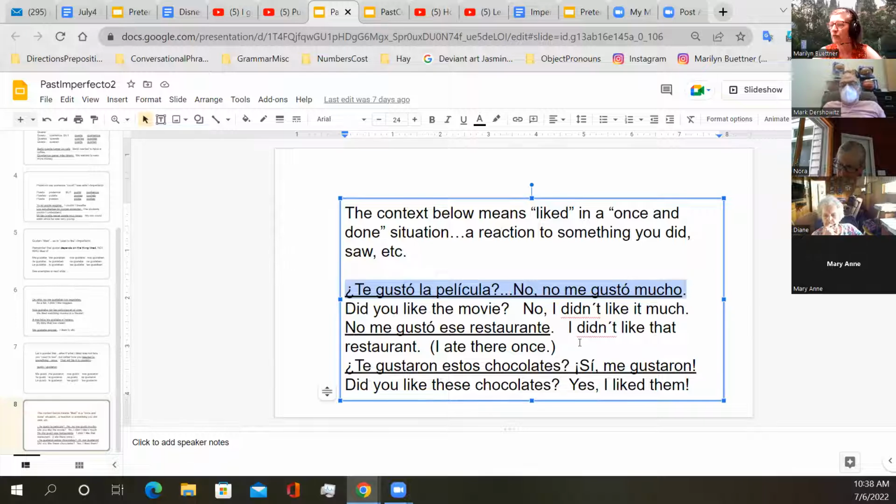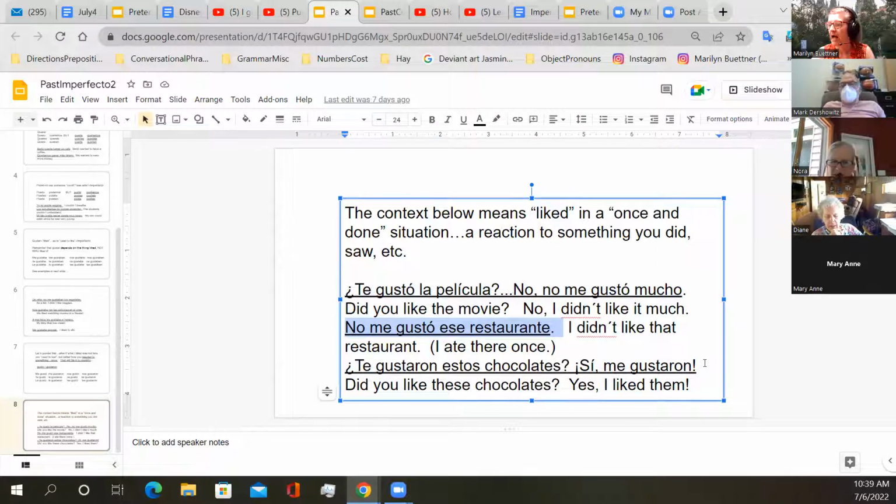Right? No me gustó ese restaurante. I didn't like that restaurant, meaning, wow, I ate there once. Didn't like it so much. All right. Or if you did like it a lot, me gustó. I liked it. But your reaction to doing that thing one time, it's going to be preterito.